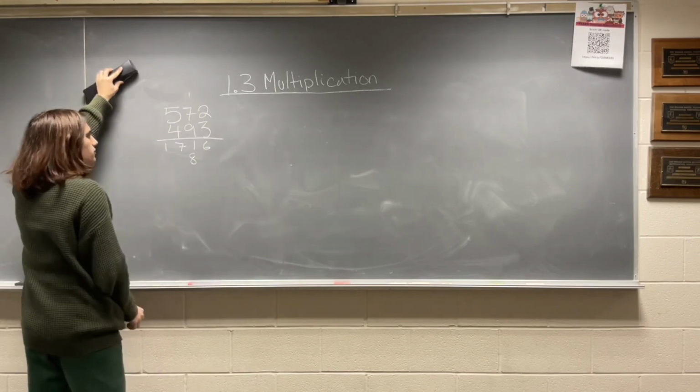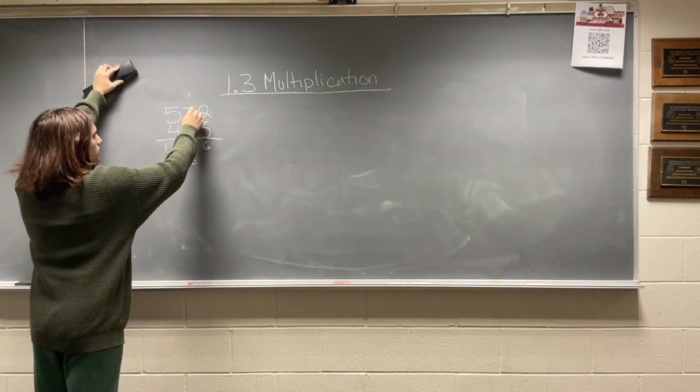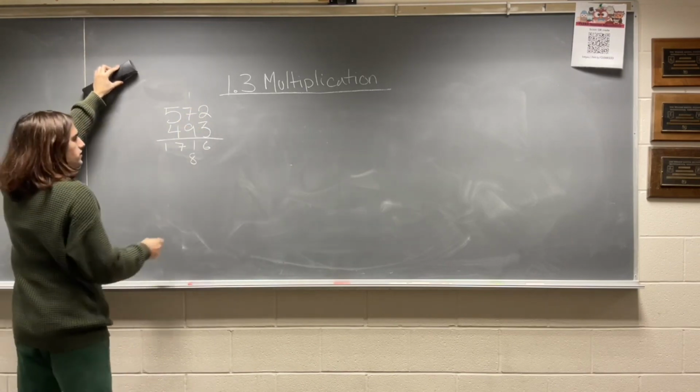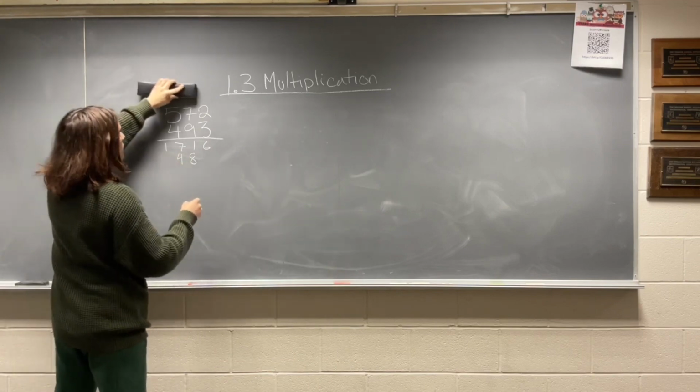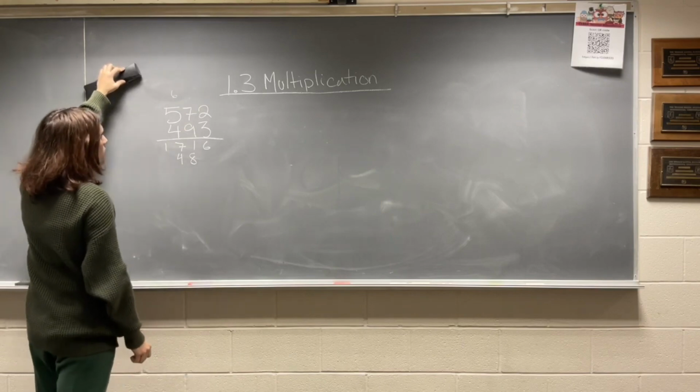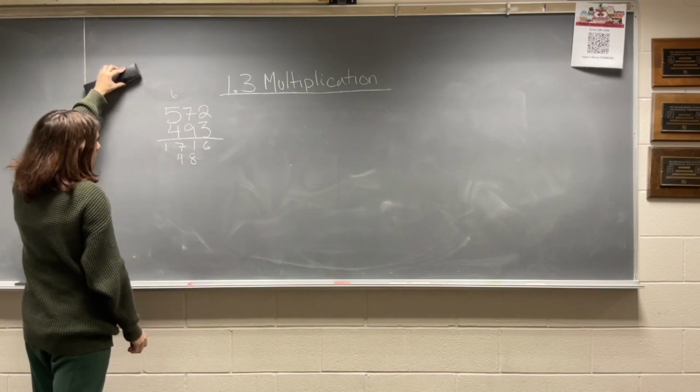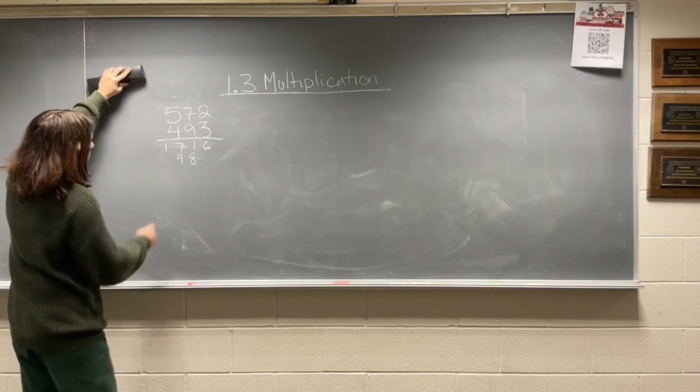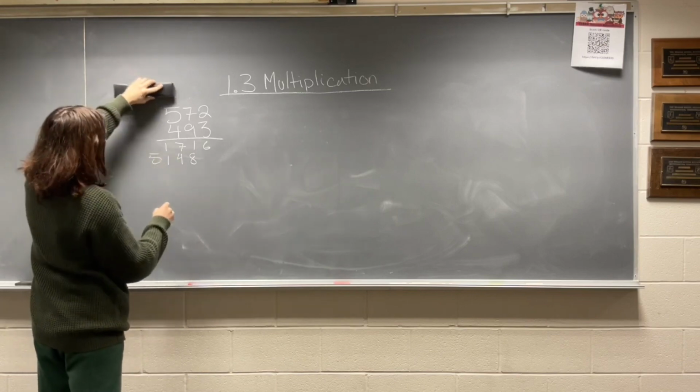Bring this to the tens place. 7 times 9, which is going to be 63. Add that 1, we get 64. We're going to bring the 6 to the hundreds place now. And 5 times 9, which is going to be 45. So now we get 51 from that.